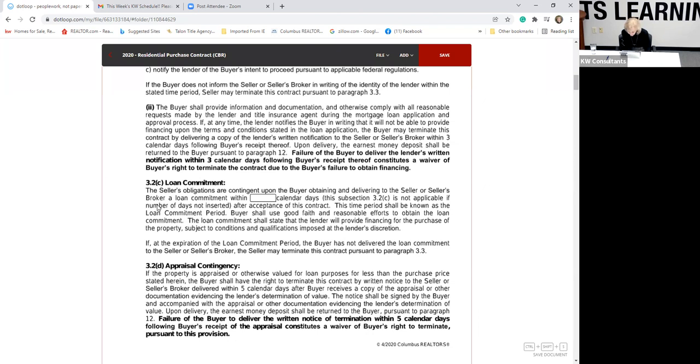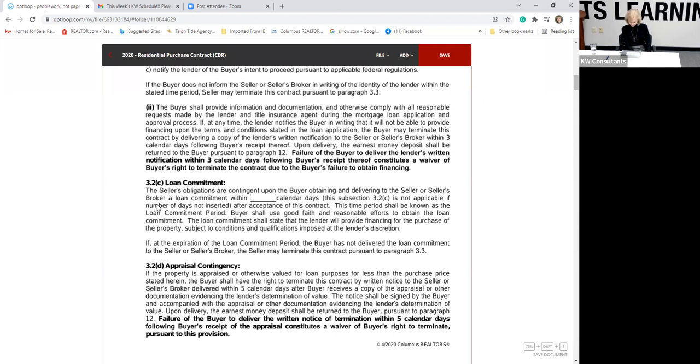This time period shall be known as a loan commitment period. Buyer shall use good faith and reasonable efforts to obtain the loan commitment. The loan commitment shall state the lender will provide financing for the purchase of the property subject to conditions and qualifications imposed by the buyer's lender's discretion.